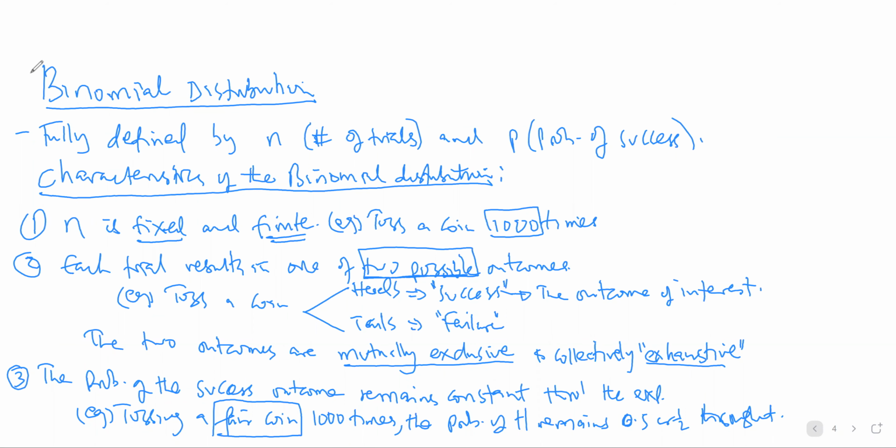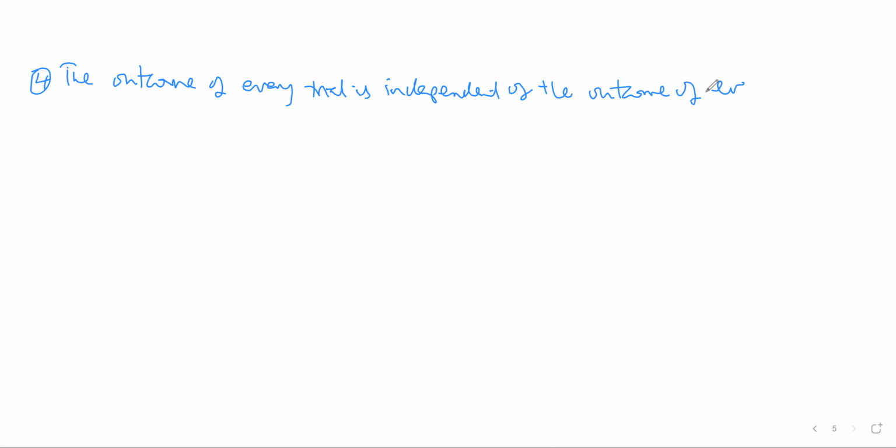Then finally, the fourth characteristic is that the outcome of every trial is independent of the outcome of every other trial. In other words, all the trials are independent.